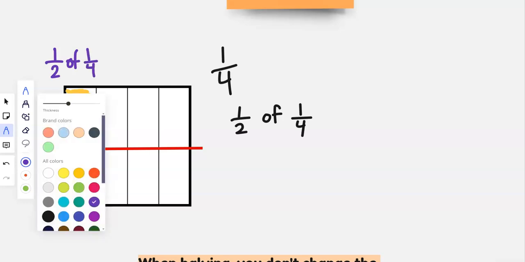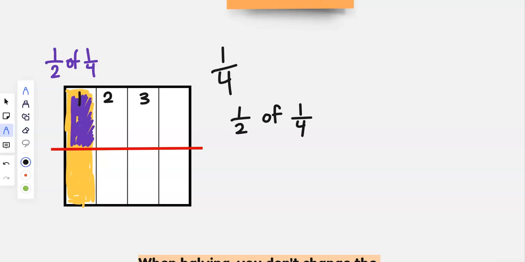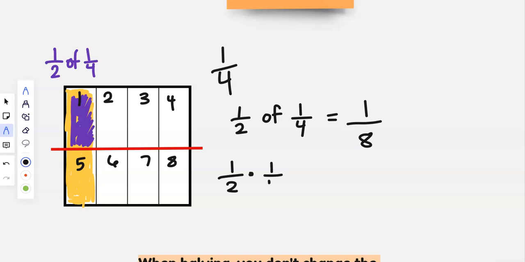So let's count how many parts we have. We have 1, 2, 3, 4, 5, 6, 7, 8. So now we have 8 parts to make up a whole. We only needed one of those 8. So mathematically what that looks like is 1/2 times 1/4. When you multiply fractions, the numerators multiply together and the denominators multiply together. So this is 1 times 1 divided by 2 times 4, which is 1/8.